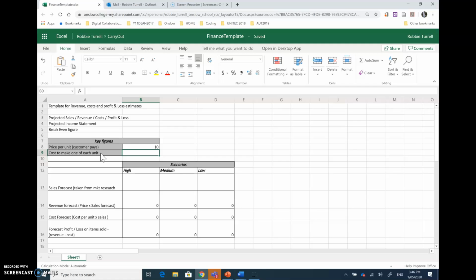And then what you've also got to work out is how much it costs to make that one unit. For example, let's say it will cost us $6 to make it. So put the 6 in there. Now it's quite important that you work out this bit here. It can be a little bit tricky to work out.